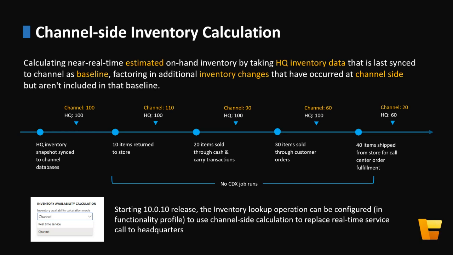So starting with the 10.10 release, with the introduction of this channel-side inventory calculation mechanism, you can now configure the inventory lookup operation to use the channel-side calculation logic behind the scenes and turn off that real-time service call, so that the physical available quantity displayed in the inventory lookup operation will be the channel-side estimated quantity. And you can get both the data accuracy and the performance benefits from that.